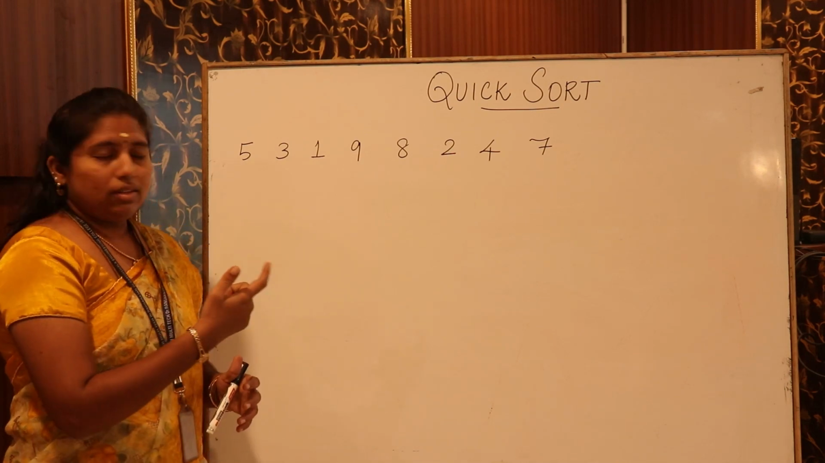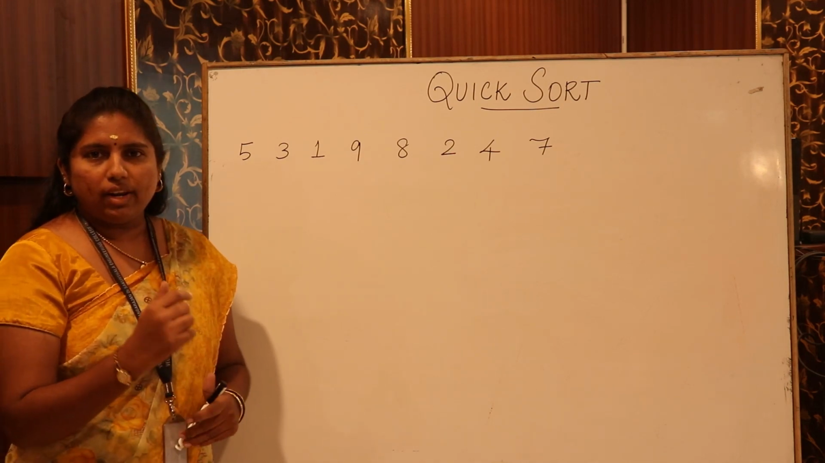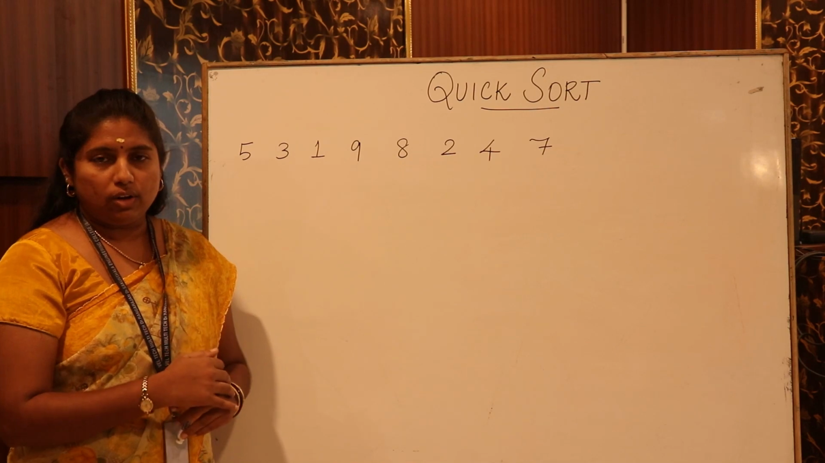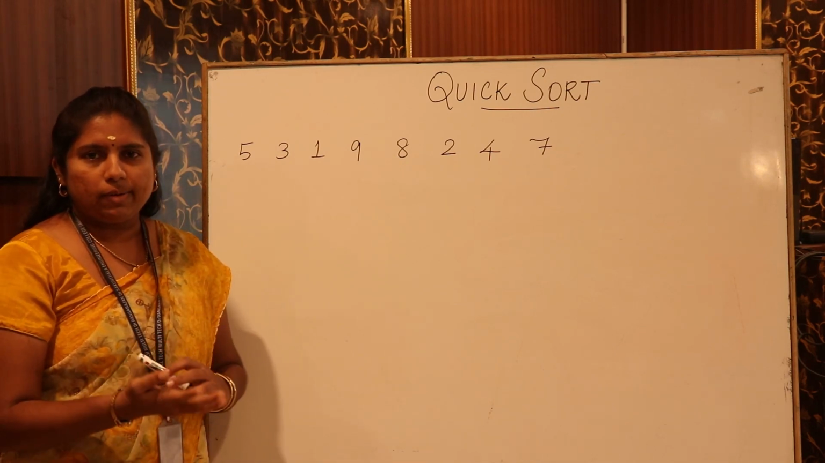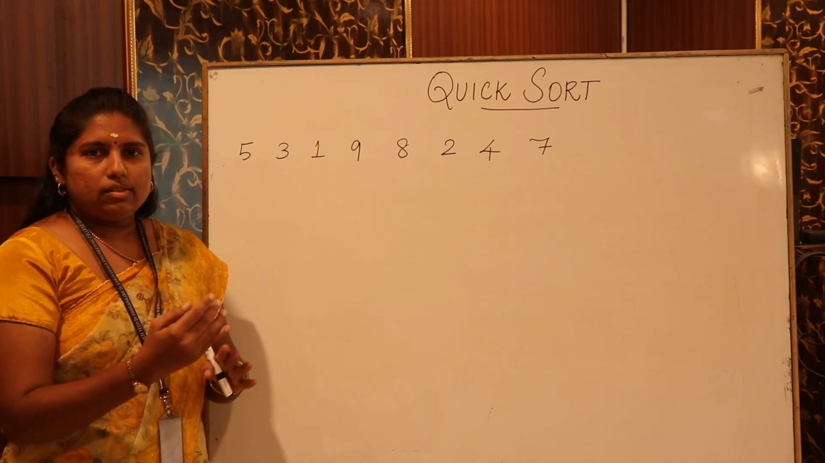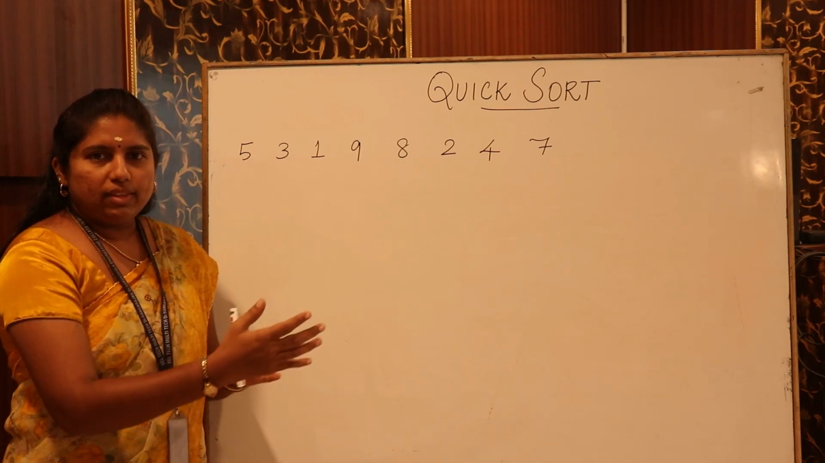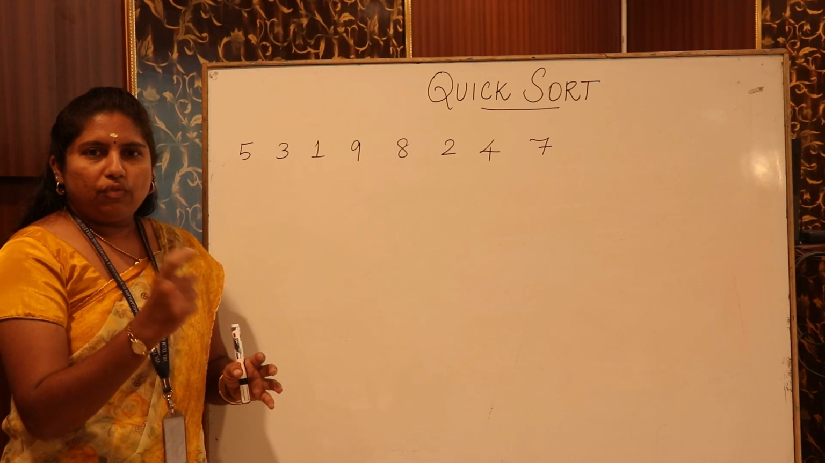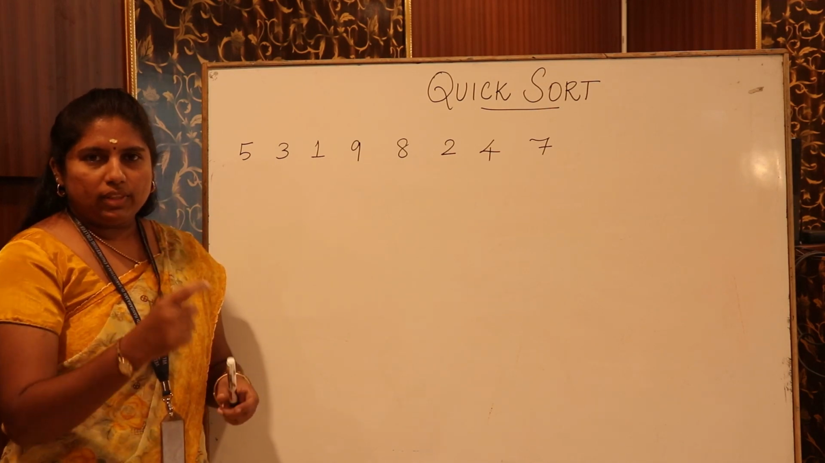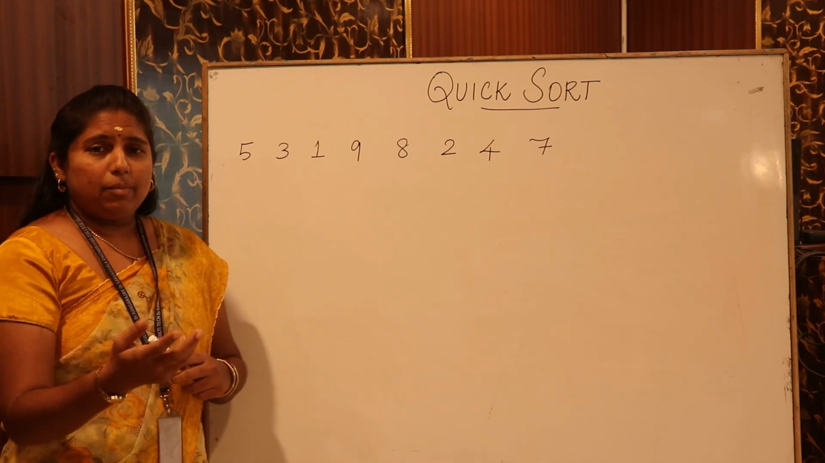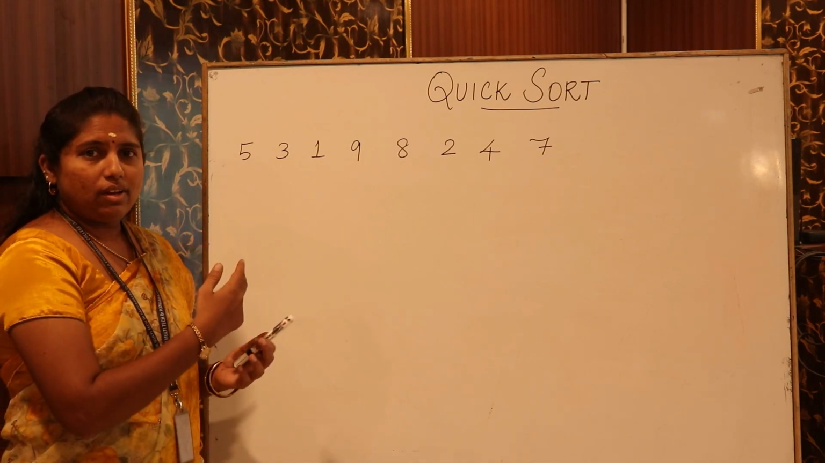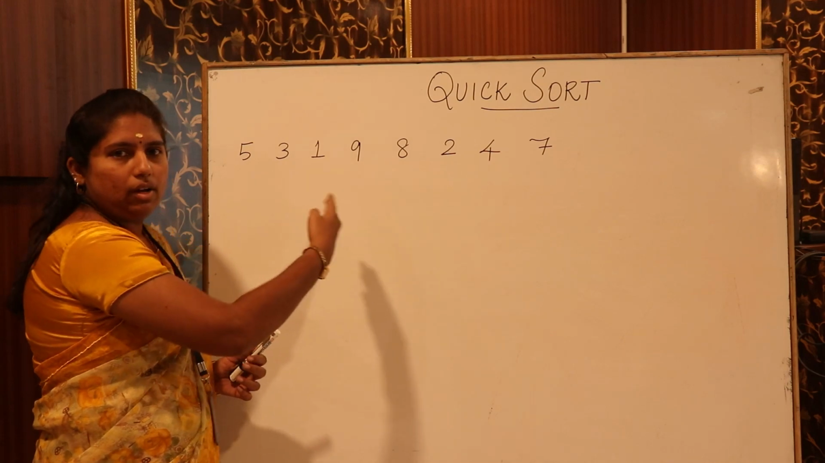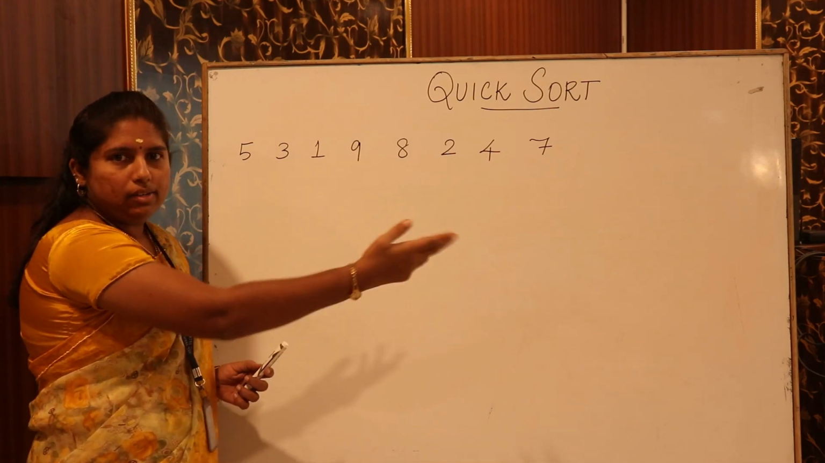So this sorting algorithm works very quickly when compared to the other algorithms, and it follows one strategy called divide and conquer. Divide in the sense, a list of numbers will be there. We are going to find the pivot element among them. The pivot element can be chosen according to our wish. It can be either the first element, the middle element, or the last element.